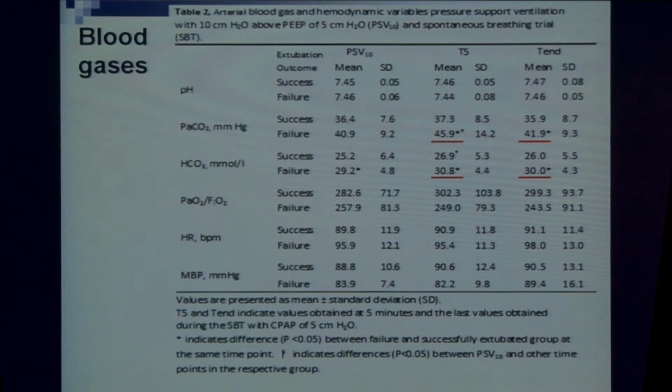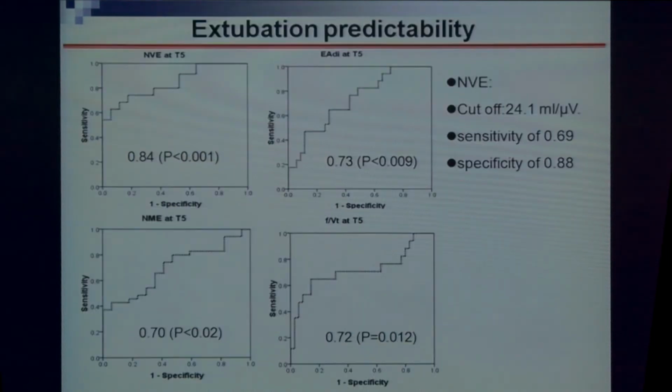If we check the blood gas, there was no difference in pH and PF ratio between the success and failure groups, but the PaCO2 and bicarbonate were much higher in the failure group. And the last part is the extubation predictability. In my opinion, there was not a single reliable index which can predict weaning failure or success. However, we calculated the area under the ROC curves of these parameters to detect how good they are at separating successful or failed extubation.